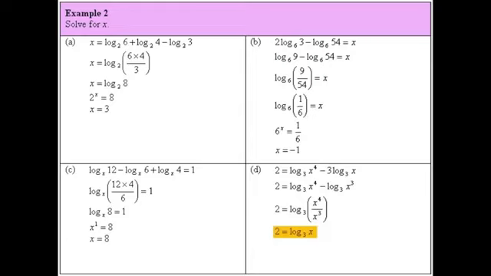So our question now reads 2 is equal to log base 3 of x. We'll change this from logarithmic to exponential form so that it reads as 3 to the 2 is equal to x, and therefore x is going to equal 9.